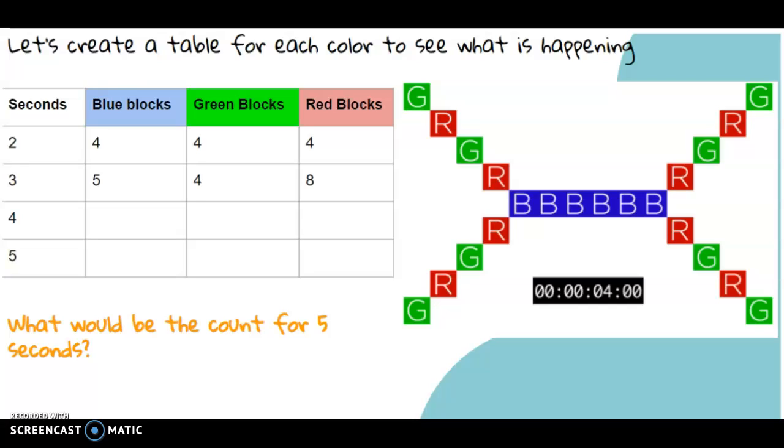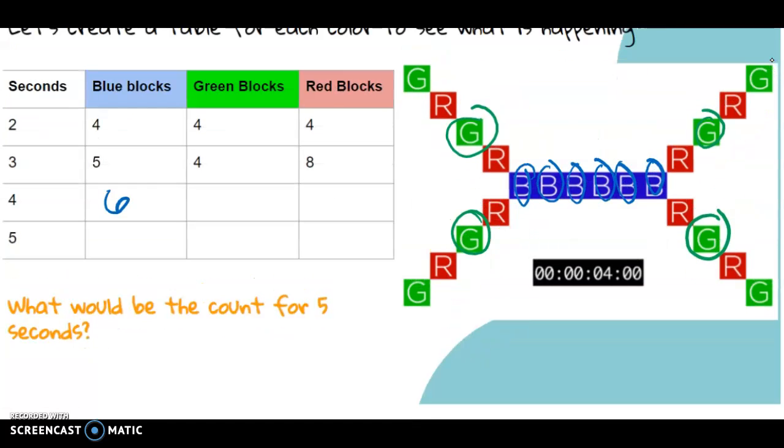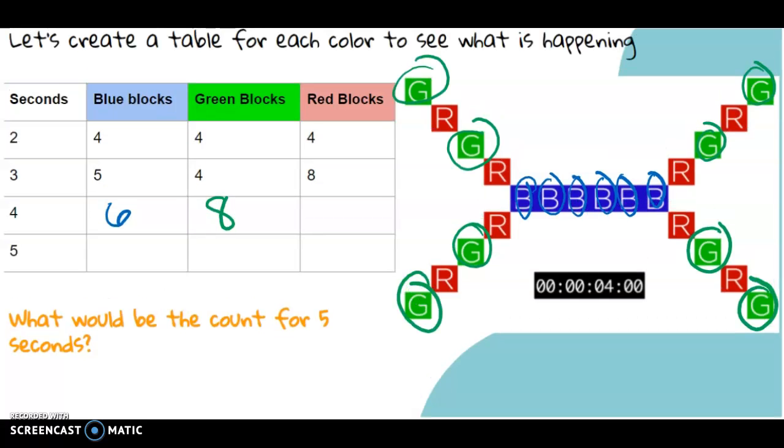So I want you to take a second, fill out your blue, green, and red blocks for 4 seconds. Now that you've done so, your answer for blue blocks should be 1, 2, 3, 4, 5, 6. Your green blocks increased actually by another 4. Whoops. So now I have 8 blocks for green. And our red 8 blocks stayed the same. They did not increase by 4.